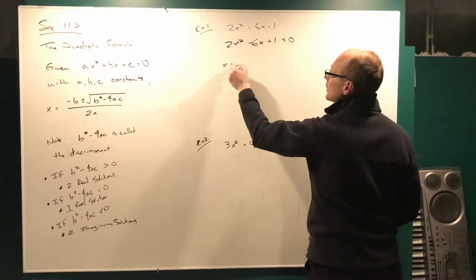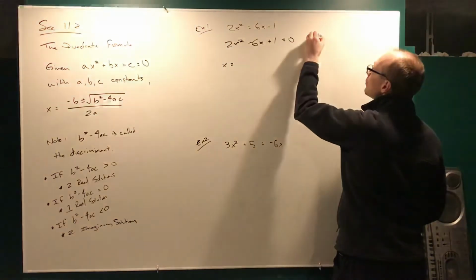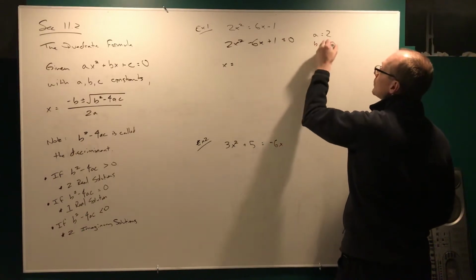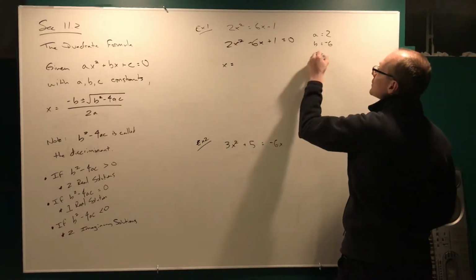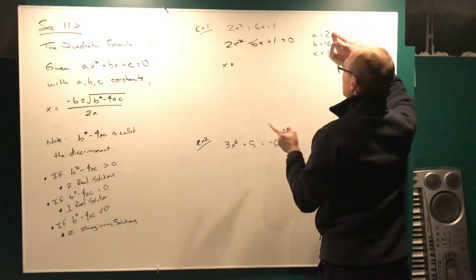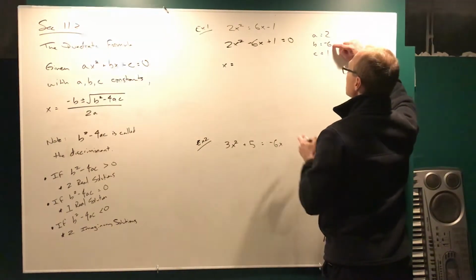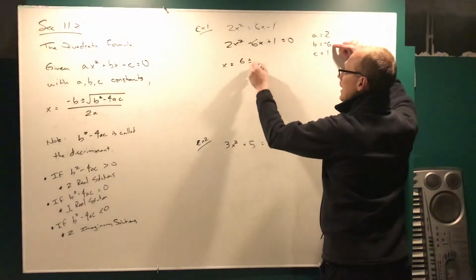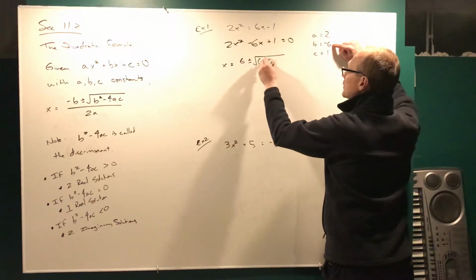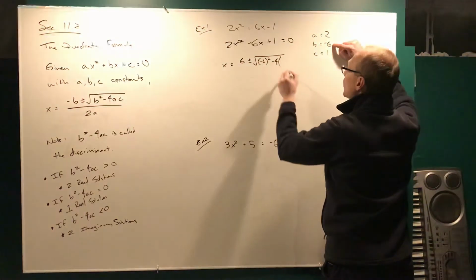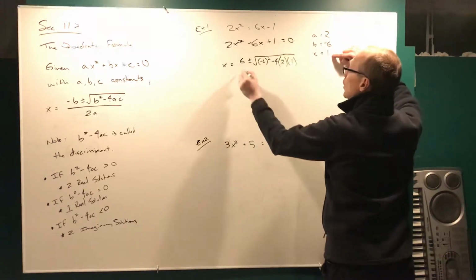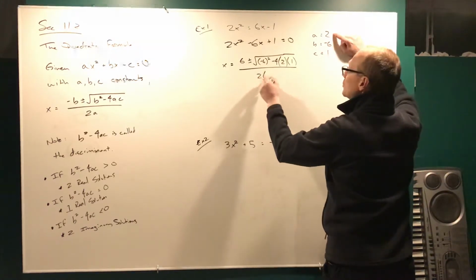And then x is going to equal, sometimes it's useful to write down a little key. A equals 2, b equals negative 6, and c equals 1. So x is going to equal the opposite of b. The opposite of negative 6 is 6, plus or minus the square root of b squared, negative 6 squared minus 4 times a times c, all divided by 2a.